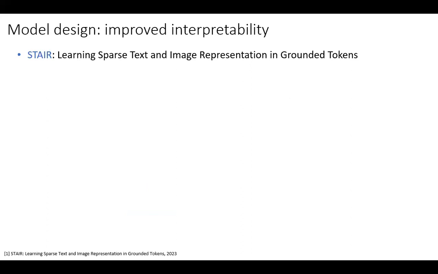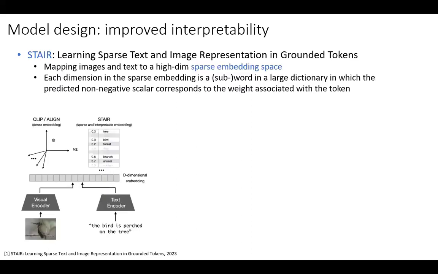We can also say work to improve the interpretability, right? And here is one paper called Cell. So instead of mapping images and the text into a relatively low dimensional but dense embedding space, here we can also try to map the image and the text into a very high dimensional space. But in this high dimensional space, it is very sparse. So each dimension in the sparse embedding is a subword in a very large dictionary, basically covering your whole vocabulary.